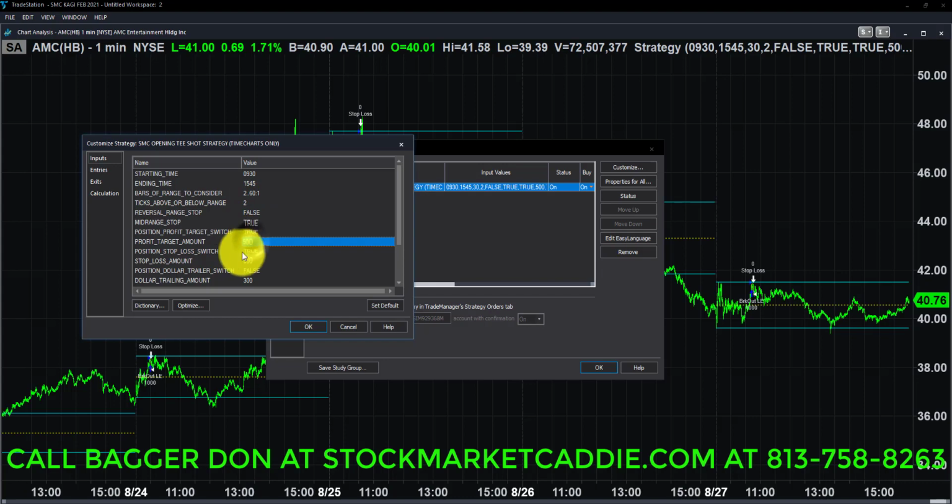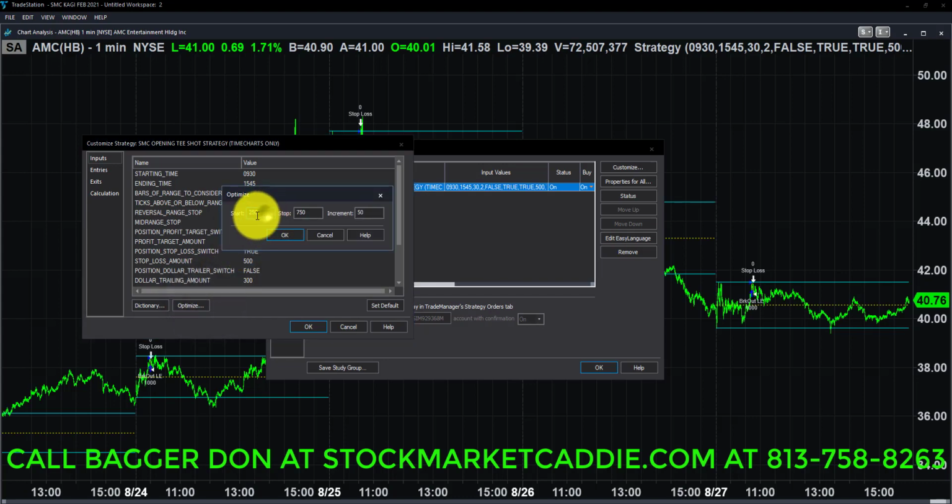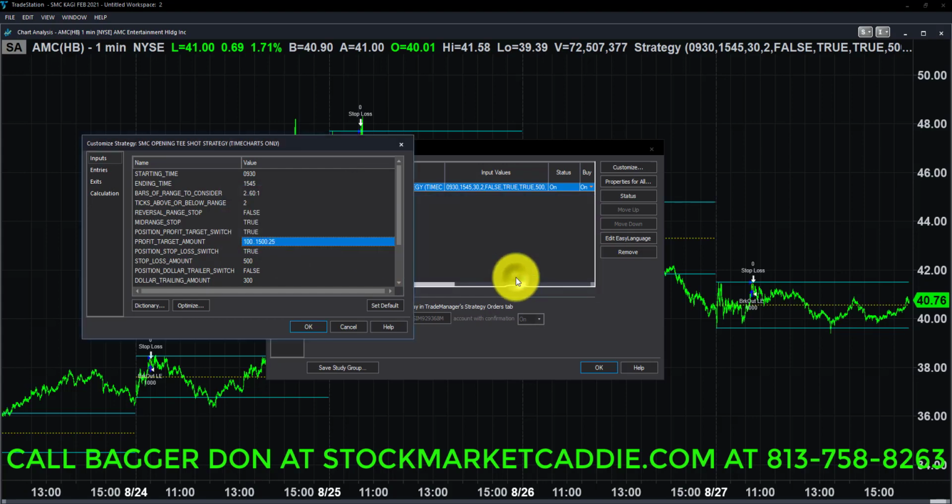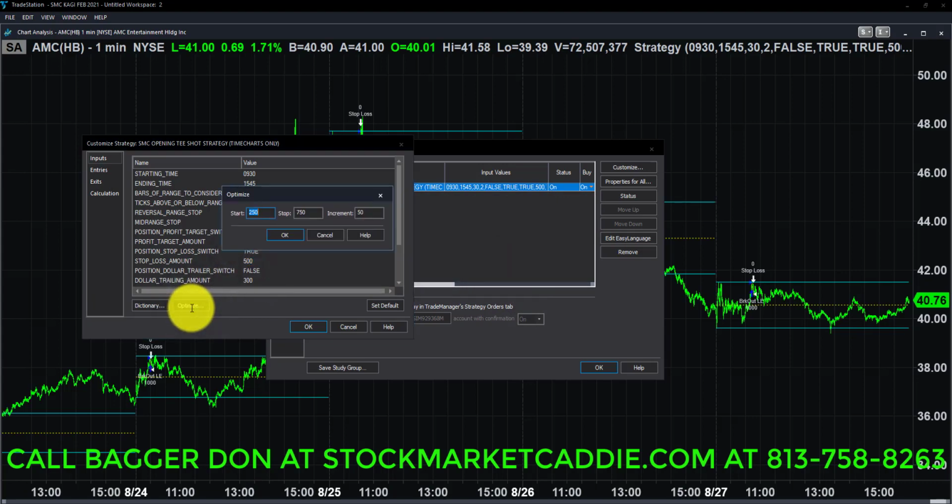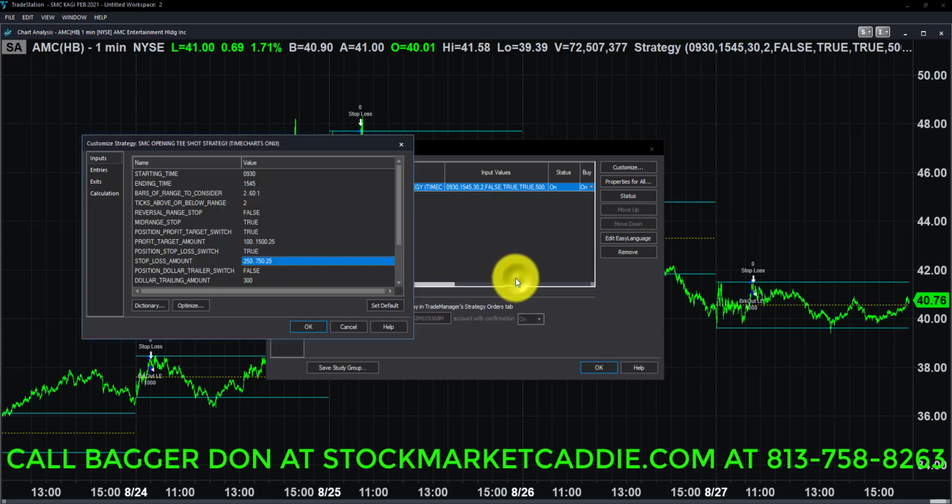The profit target, same thing. Maybe I'm being too aggressive. Maybe I'm not aggressive enough. So I'm going to ask the computer from $100 to $1,500, increment of $25. Tell me what the best profit target should have been, Mr. Computer. And then the stop loss, boy, I don't want to give it too much. Maybe I do 250 to 750, increment of 25, and I say okay.